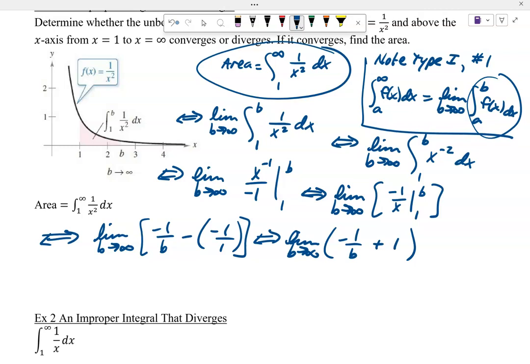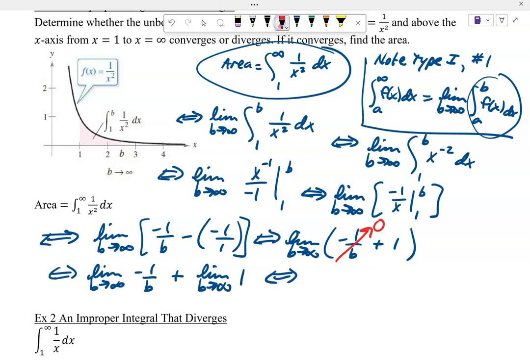Now as b goes to infinity, this will go to 0, right? Because b is increasing in magnitude. That's like negative 1 over this huge, huge, huge number, right? As it gets bigger and bigger and bigger, we approach 0, right? Or if you want to split these up, you can also think about it as splitting these up. And so that is a 0 and then plus 1. Well, 0 plus 1 is just 1.